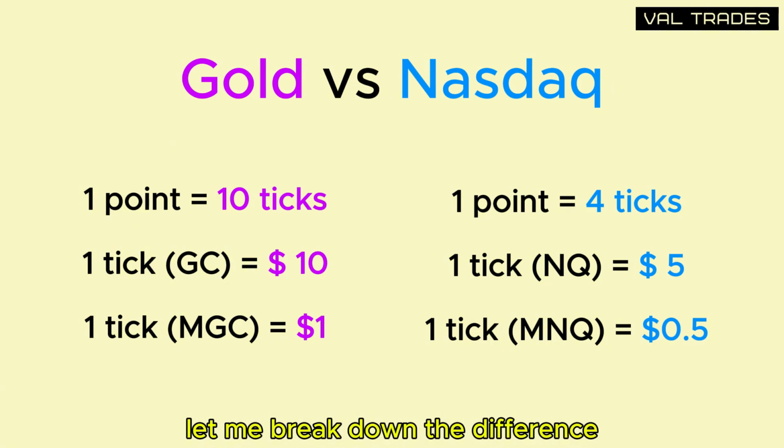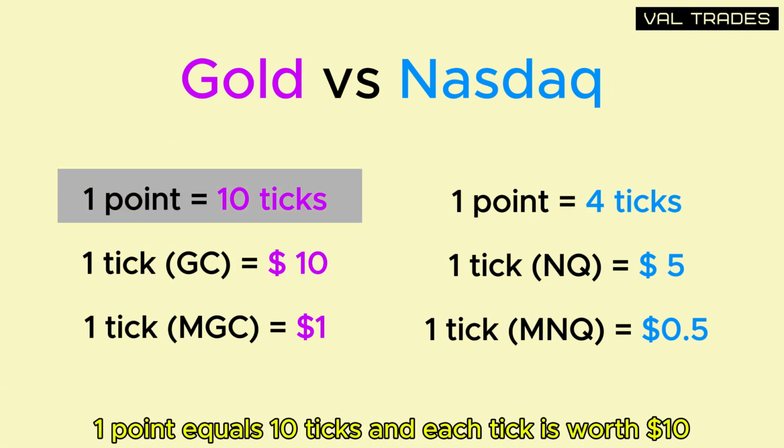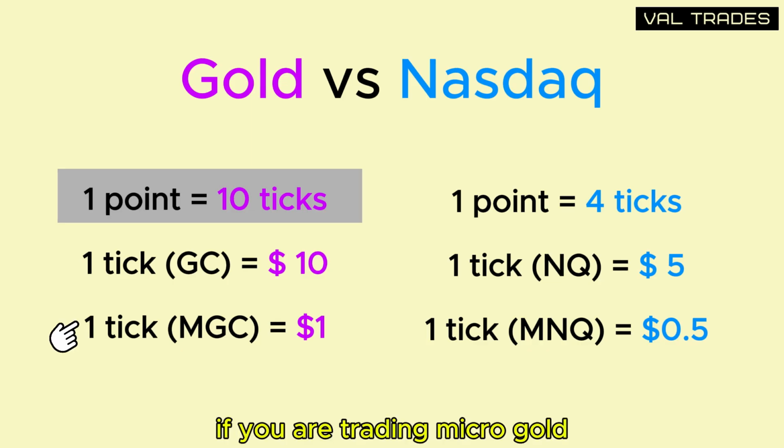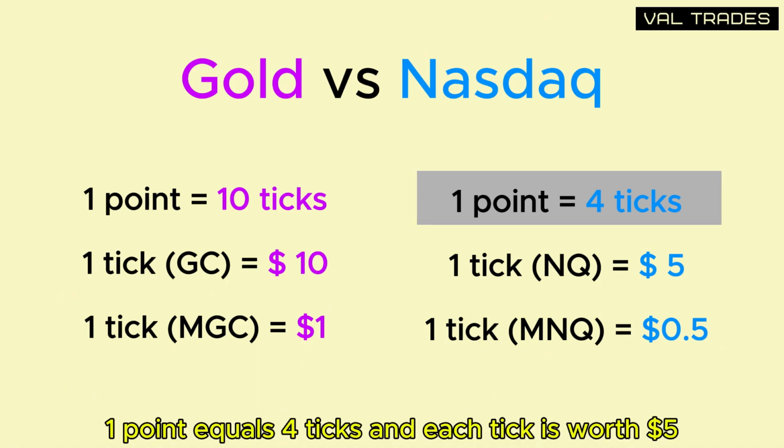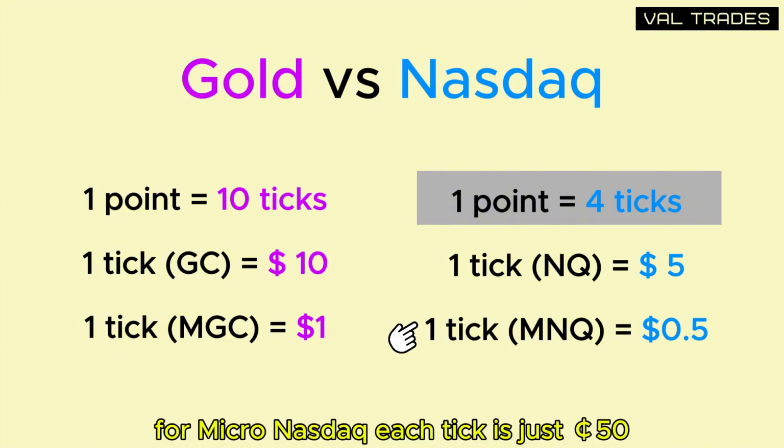Let me break down the difference in tick and point values. On gold, 1 point equals 10 ticks, and each tick is worth $10. If you are trading micro gold, each tick is $1. On Nasdaq, 1 point equals 4 ticks, and each tick is worth $5. For micro Nasdaq, each tick is just 50 cents.